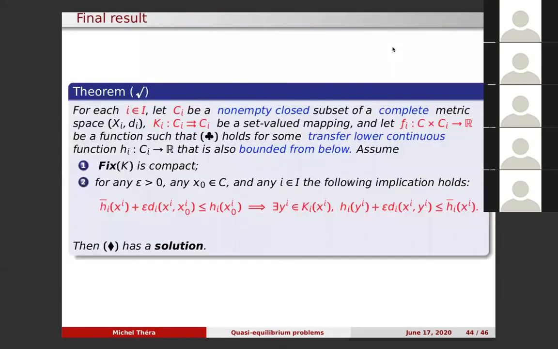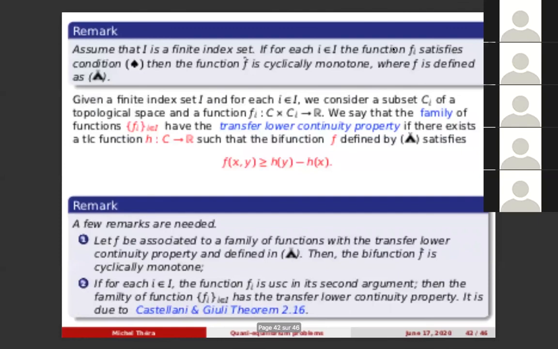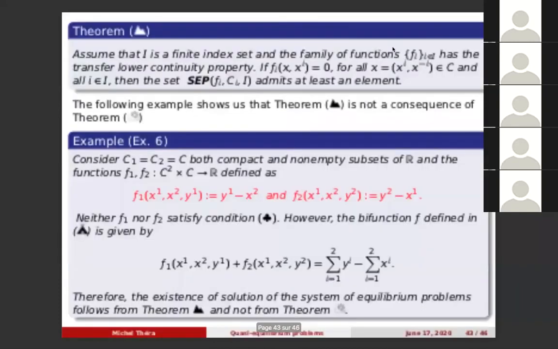If this condition holds for some transfer lower continuous function hi, which is also bounded from below, and if you assume that the fixed point set of K is compact and this condition 2 is satisfied, then you have a solution to this problem, the system of quasi-equilibrium problems. Okay? I think I am over.